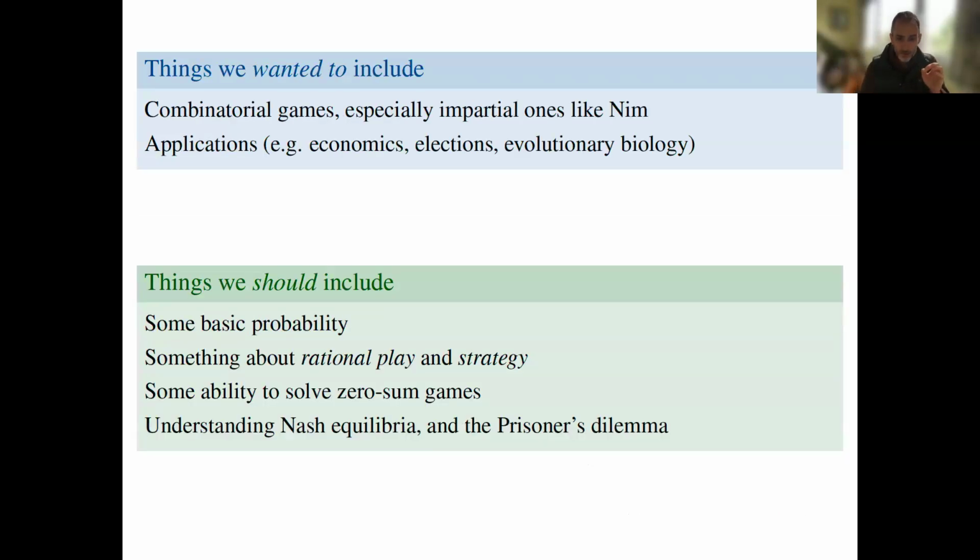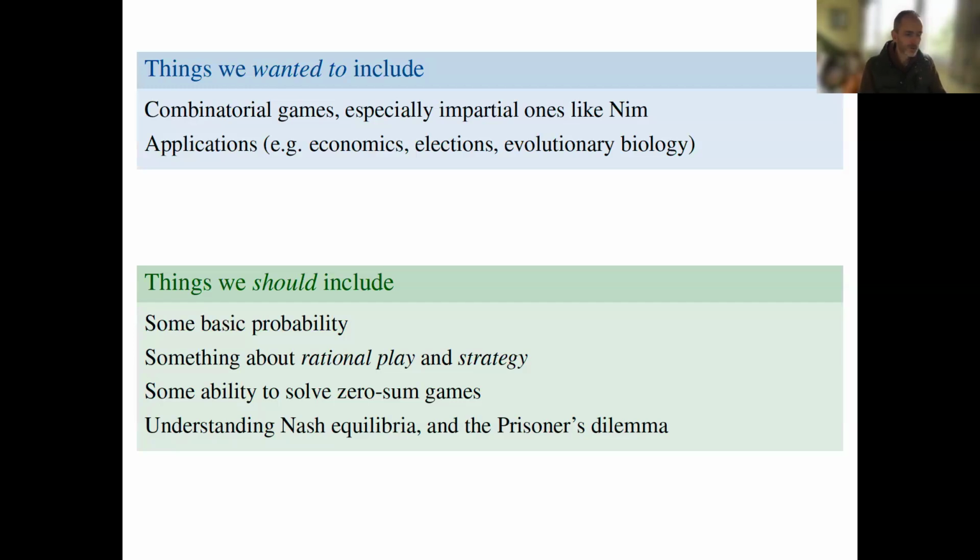Okay, so we've got these constraints, and then there were various things that we wanted to include and probably things that we should include. So in particular, I wanted to include something about combinatorial games. I like combinatorial game theory. It's quite fun, and there's some nice stuff in there. And it doesn't really require many prerequisites. So this seemed like a reasonable thing to do. But of course, for a lot of people, that's not really game theory. To an economist, it's a completely different thing to actual game theory.